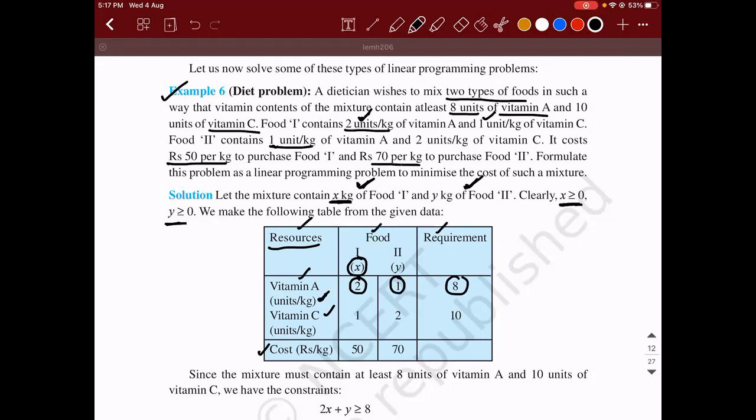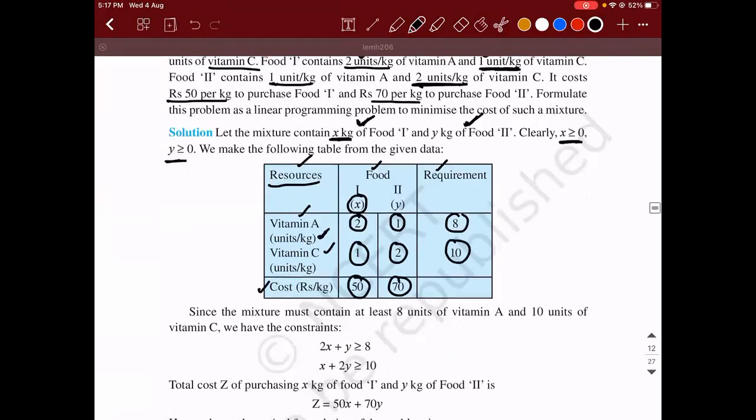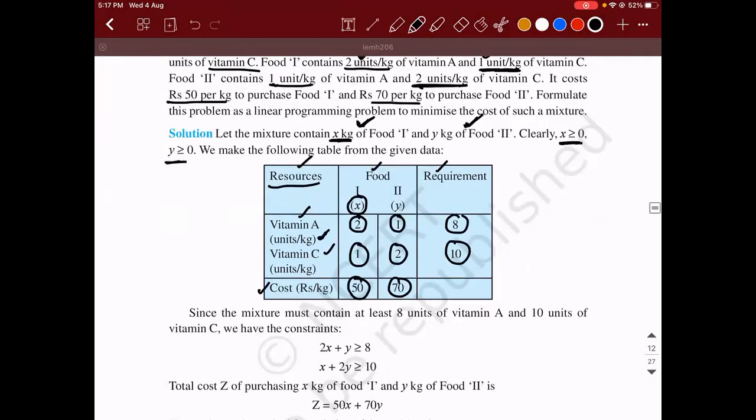Okay. What about vitamin C? So vitamin C is 1 unit per kilogram in food 1 and 2 units per kilogram in food 2. And the requirement is 10 units. Okay. And the cost is 50 and 70. Are you guys able to understand how this table is formed? So this is a similar kind of table you need to prepare for all kinds of diet-based problems. Okay. Shall I proceed, guys? Yes.